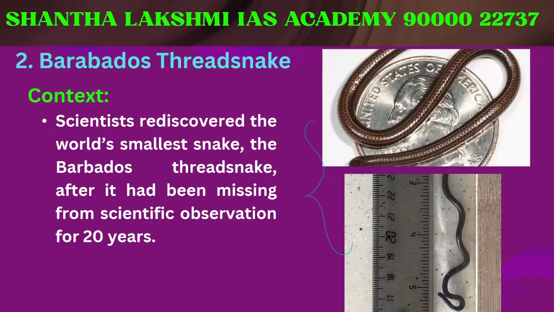See, this is the world's smallest known snake, the Barbados thread snake. Everyone thought that this snake had gone extinct because it was not visible in the last 20 years. But as a surprise, today or yesterday, the scientists of Barbados have found this snake under a rock. So we'll see about our world's smallest known snake, the Barbados thread snake.